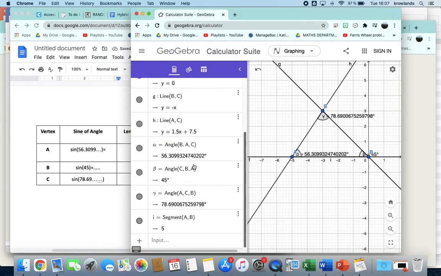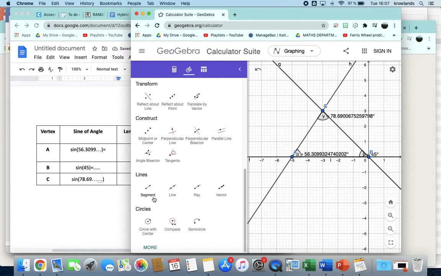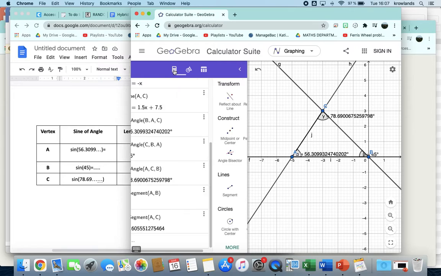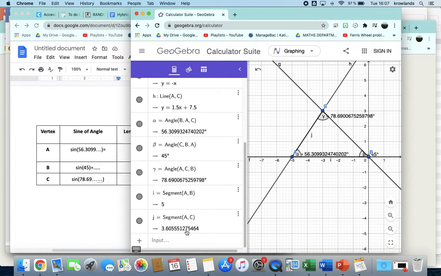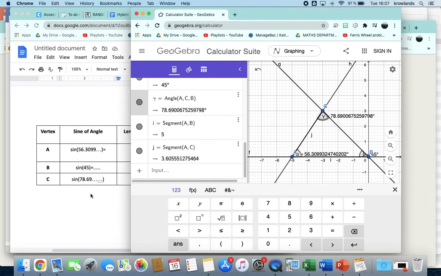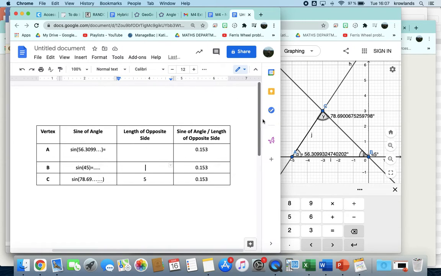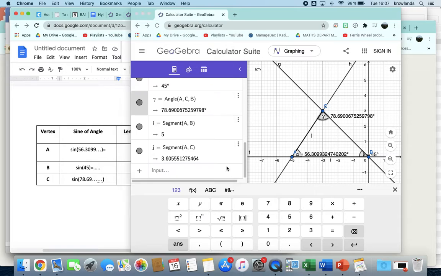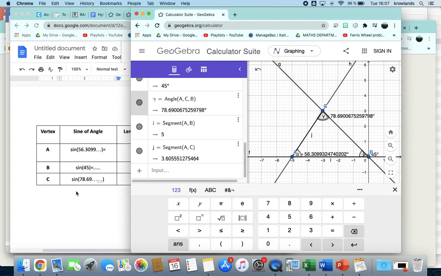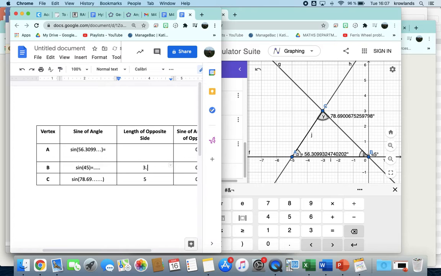Then let's do it again. We're going to go back onto here. We're going to press segment. We're going to go from this time A to C. We go into this menu and it says that A to C is 3.600. You could construct your triangle so it's nicer. I would recommend doing it to a few decimal places because the more you round, the more errors you're going to have. So A to C, which is opposite B, is going to be 3.6055.